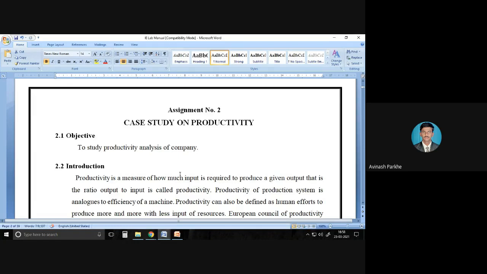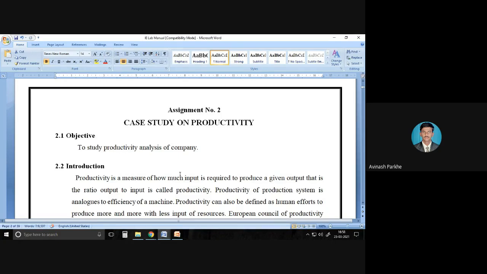When I am checking the productivity, it means how much output is there, and in order to obtain that output, how many input parameters are there. Therefore, in each and every type of industry, this productivity will be calculated. We have a simple formula for productivity: productivity is equal to total output upon total input.